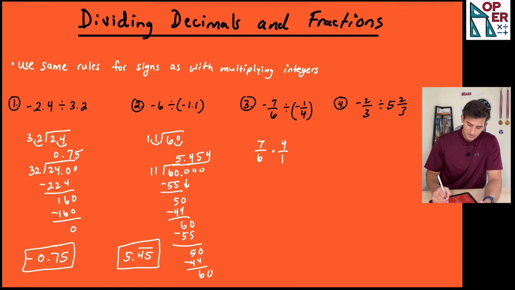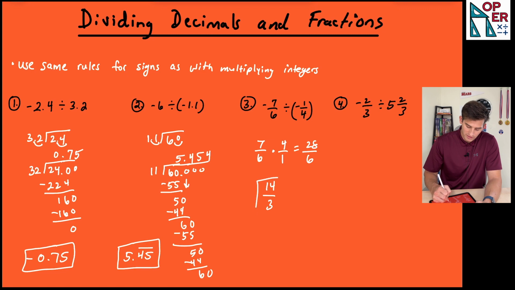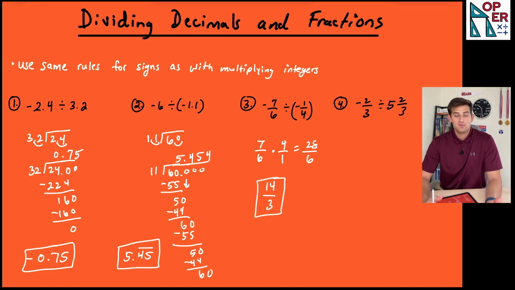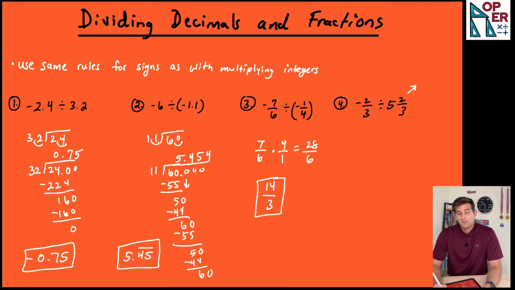So now we can multiply straight across and we get 28/6. And when we look at those numbers, 28 and 6 are both even, so they could divide by 2. So we're going to end up with 14/3. And we said our answer should be positive because we did a negative divided by negative. All right, number 4, I notice I have a mixed number here, so let's rewrite this as an improper fraction. That would be 3 times 5, 15, plus 2, 17. So 17/3 would be the same as 5 2/3.